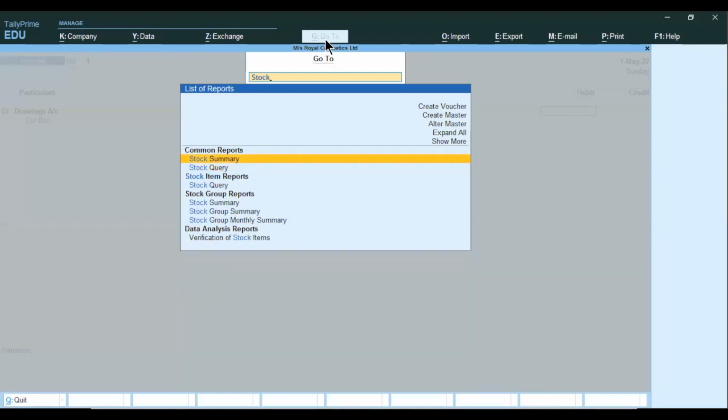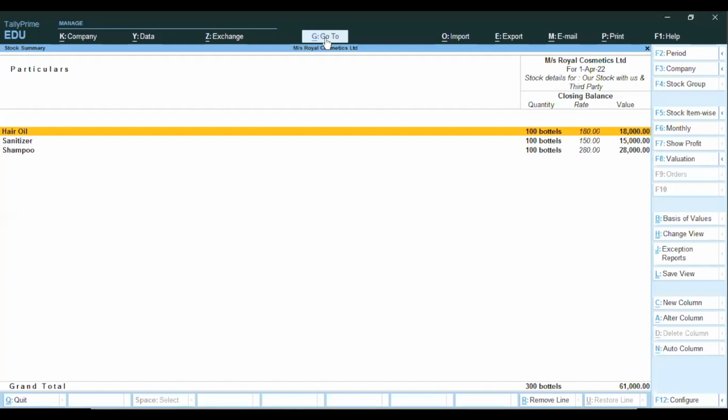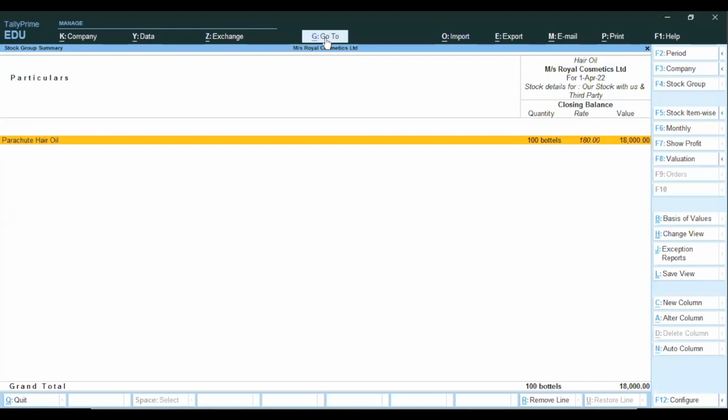It will open the report stock summary. The stock summary is in front of us. Select the stock item that the rate of which we need to find out. So parachute hair oil, the rate is 180. So in this way we can check the report.